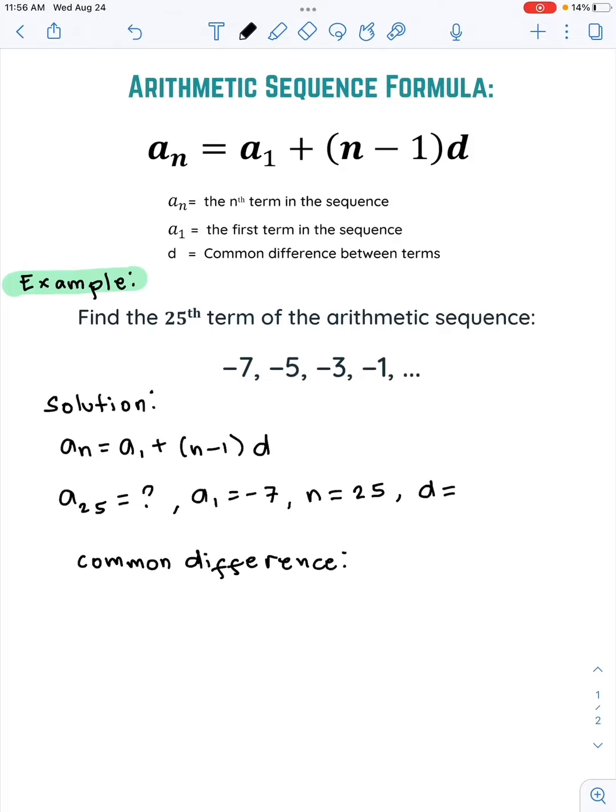Now let's start solving for the common difference. So we have -5 and minus -7. Now, -5 minus a -7, that would give us +2. Next, we have -3 minus -5. -3 minus -5, that is +2. Next, we have -1 minus a -3, and that would give us +2.